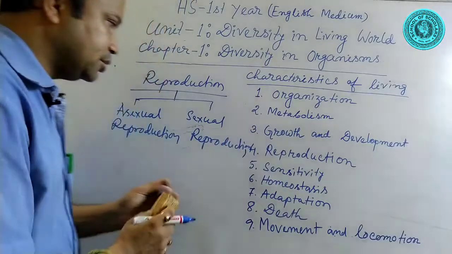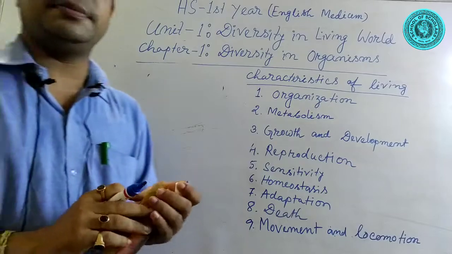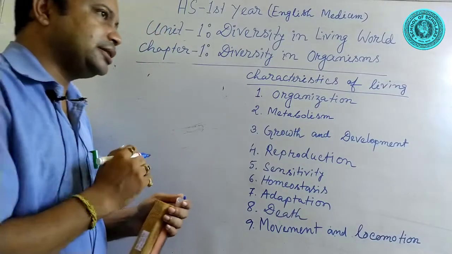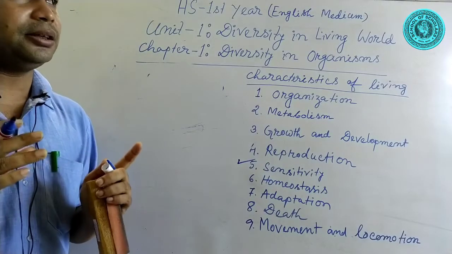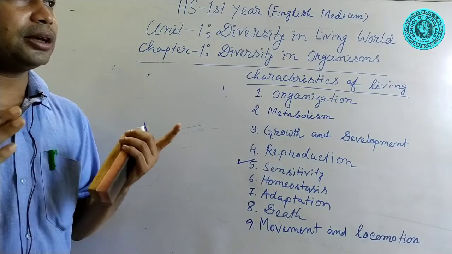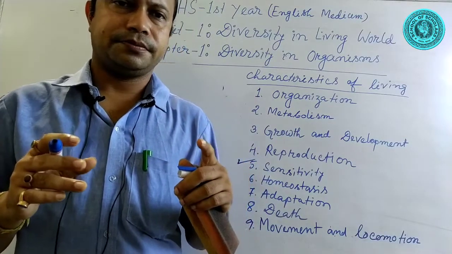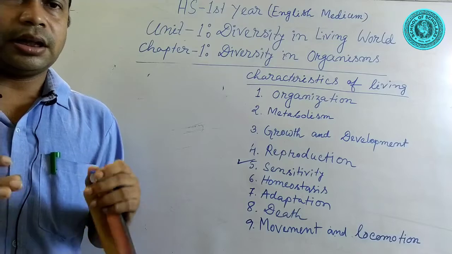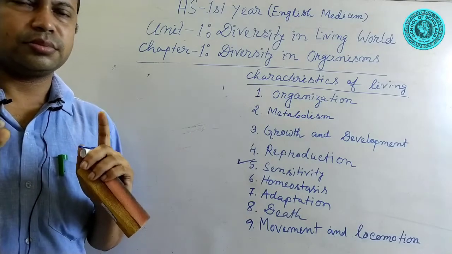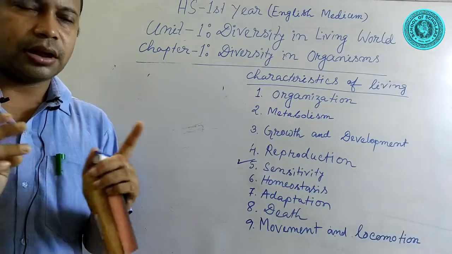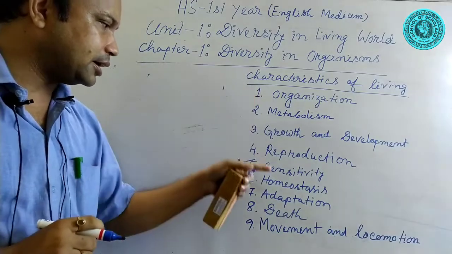Next one is sensitivity. What is sensitivity? Sensitivity means the ability of an organism to detect changes in the surrounding environment. A living organism can easily detect the changes which occur around them, and this property, this characteristic, is called sensitivity.